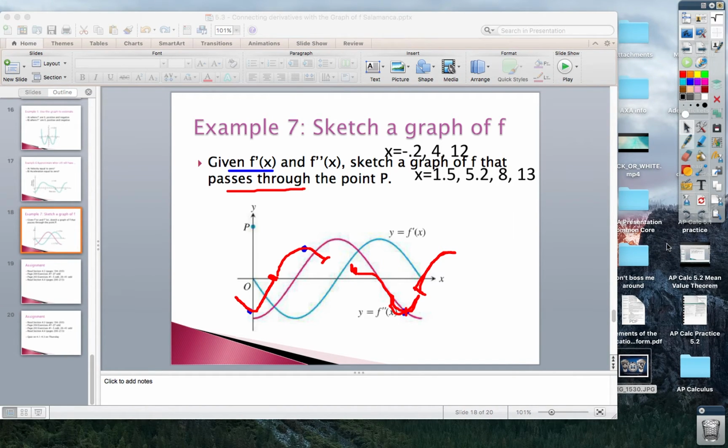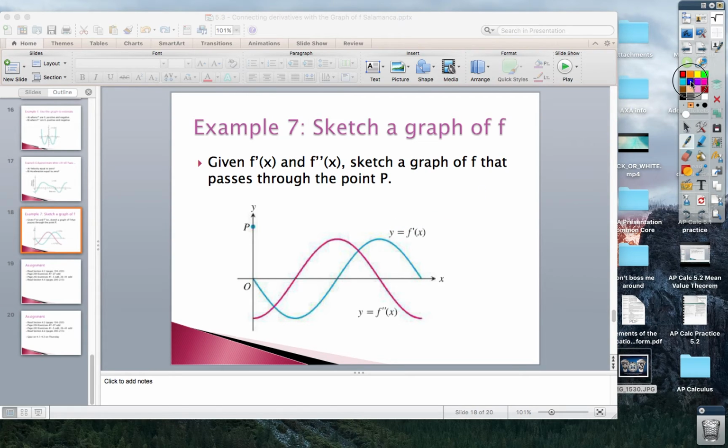Okay, so finally, last problem, we're going to sketch a graph of f. So given f prime of x and f double prime, sketch a graph of f that passes through the point P. So bear with me here. First thing I want to do is focus on our f prime graph, which is in blue. So we'll stick to blue here.